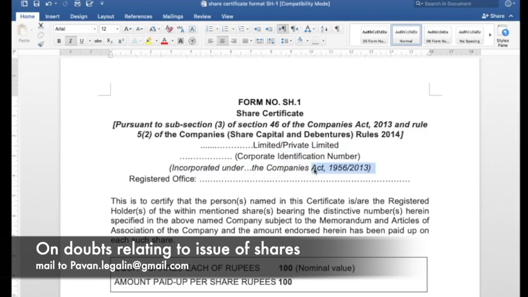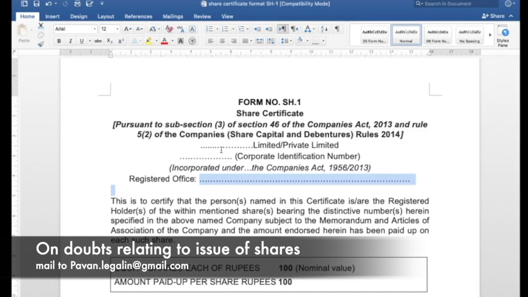followed by your full registered office address along with the PIN code, which should be mentioned here. This has to be the latest address, whichever is updated with the Ministry of Corporate Affairs. So you have to ensure your full registered office address is mentioned here.